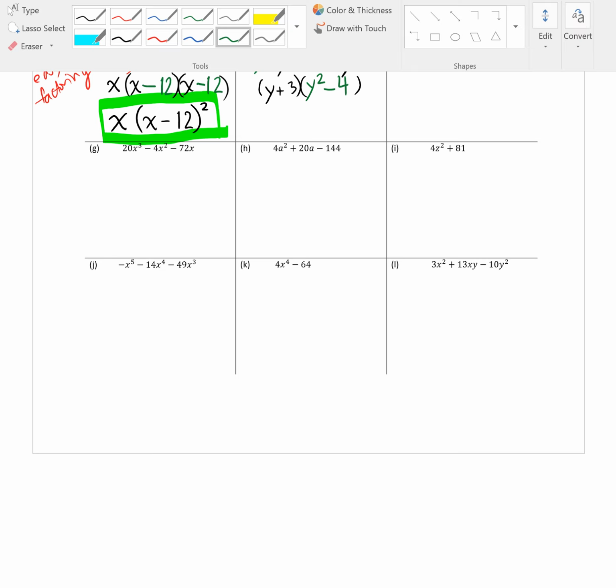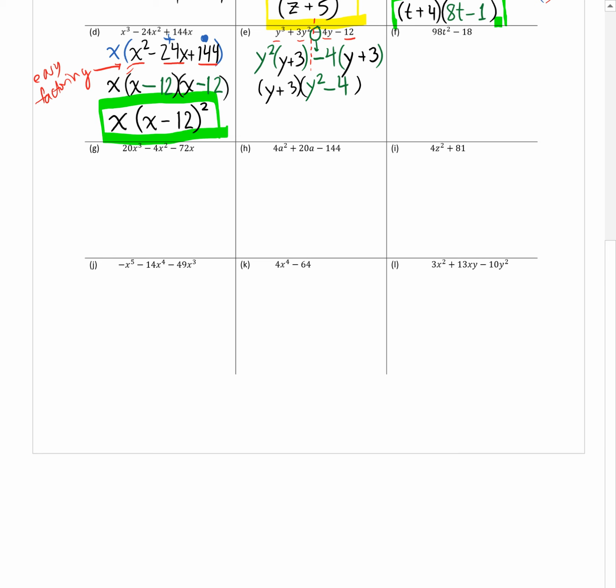Alright, and it may seem like we're done, but this is one of those instances where one of the factors we have left at this point can be factored further. Y plus 3, there's not a whole lot you can do with that. There's no common factor. It's two terms, right, y and 3.